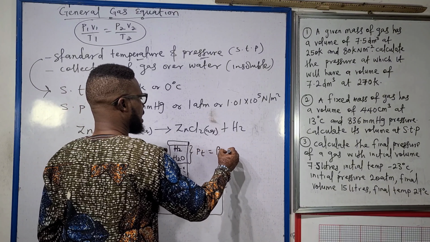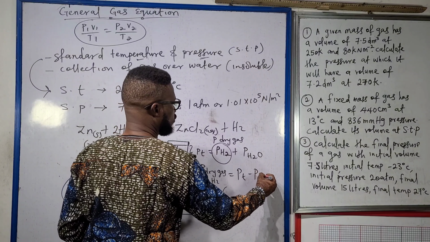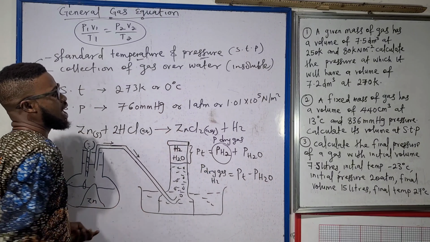So in calculations involving gases being collected over water, to get the pressure of the dry gas, in this case hydrogen, you should say the pressure of the dry gas equals the total pressure minus the saturated vapor pressure of water that must have moved along with the gases. This here is the real figure you use in calculations that involve collection of gases over water.